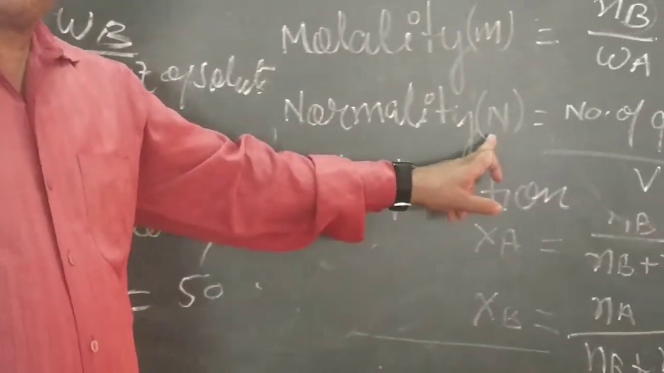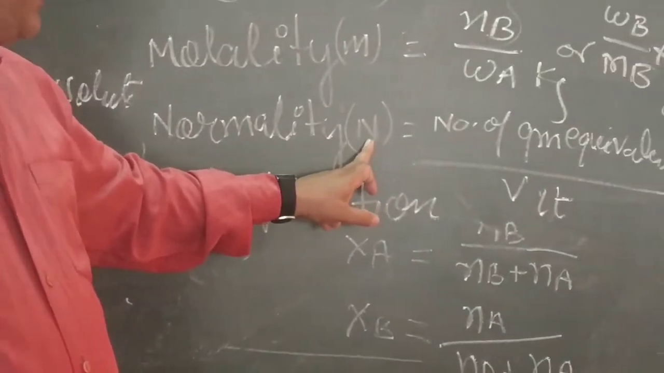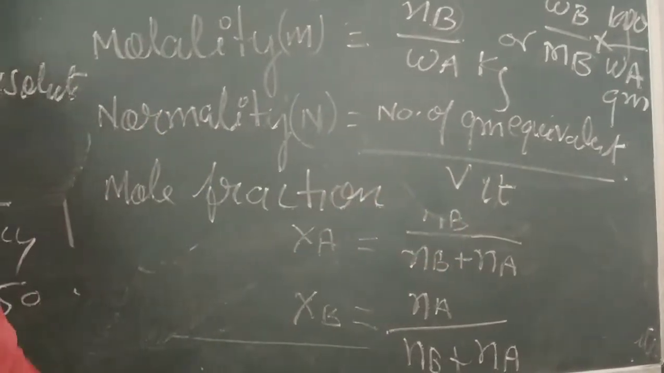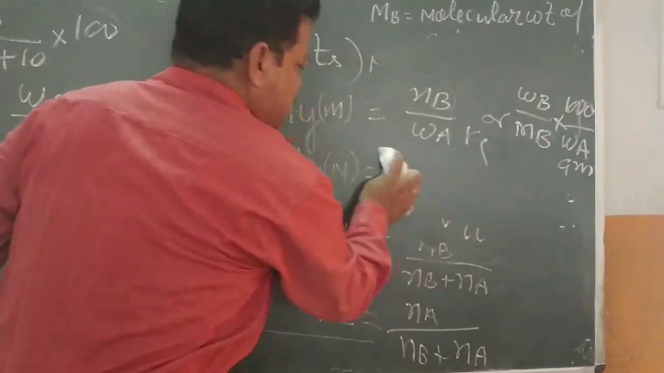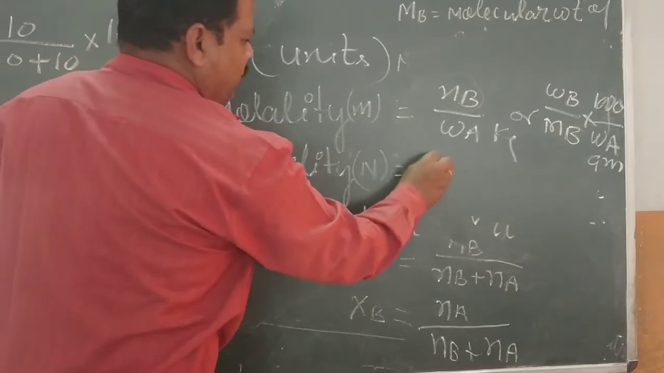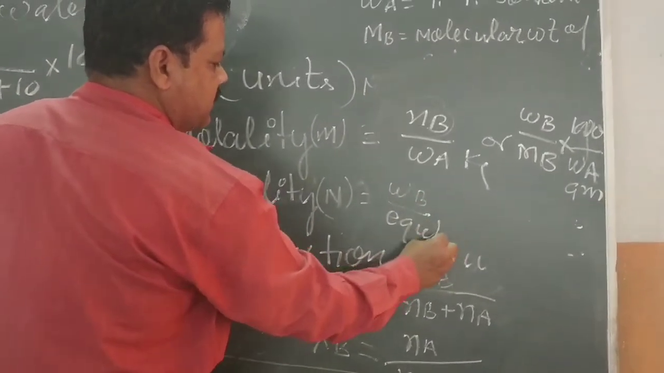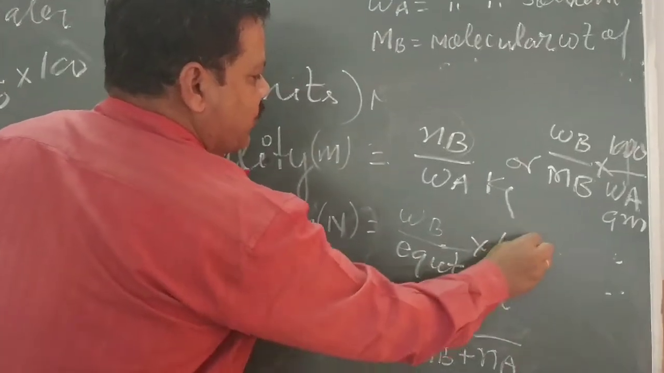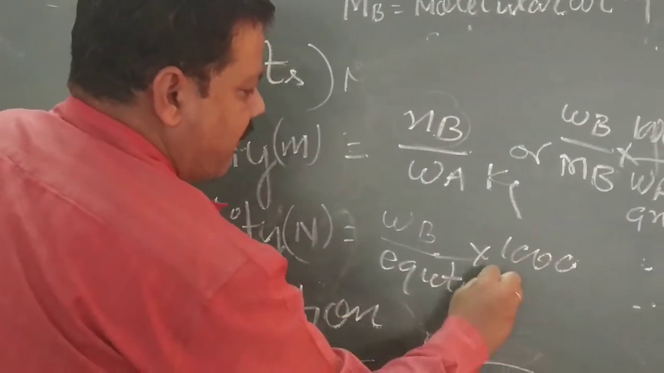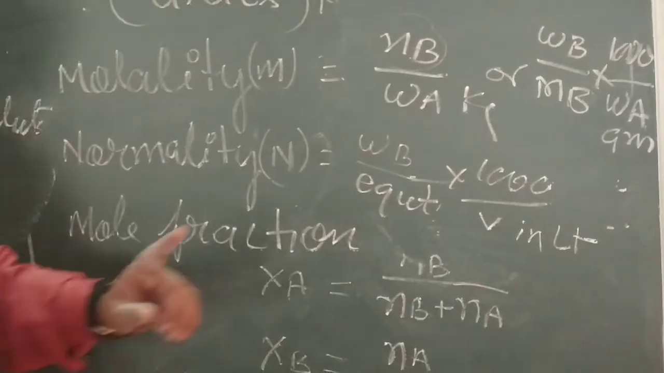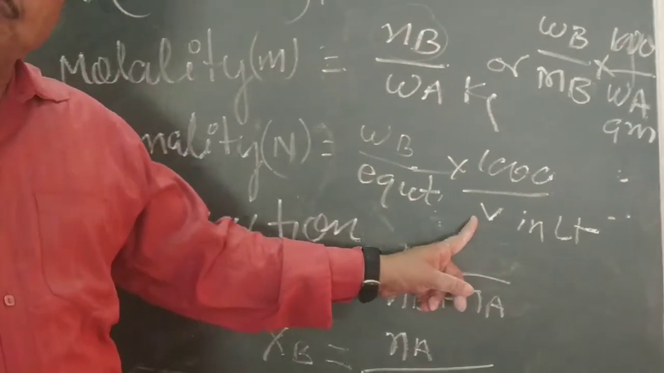So whenever we calculate the normality, here we can use number of gram equivalents upon volume. Or one more formula can be used: Wv upon equivalent weight into 1000 upon V in liter. Where we are writing V, it will be for solution.